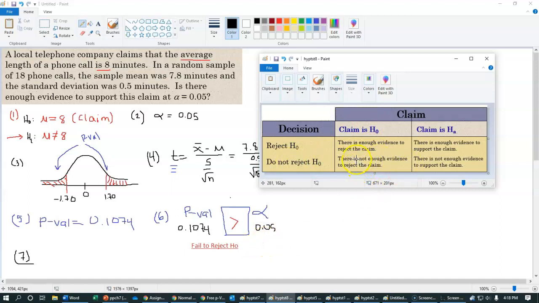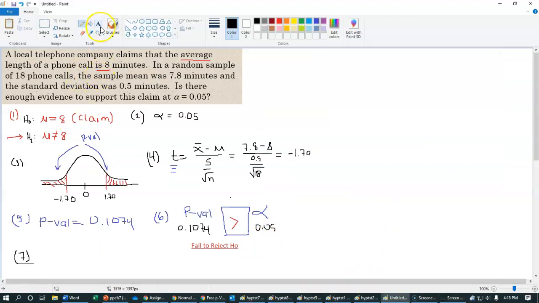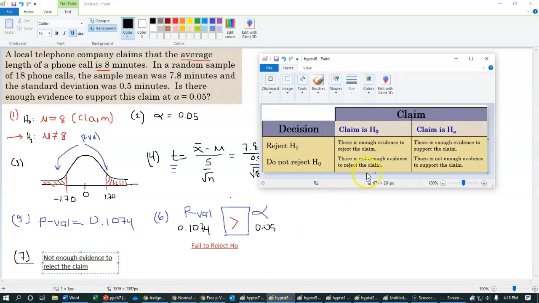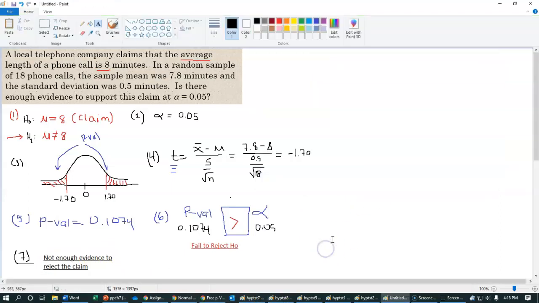So my interpretation will be there is not enough evidence to reject the claim. That's going to be my interpretation. Not enough evidence to reject the claim. I just want to make sure I chose it correctly. Yes. And that's how you test a claim, in this case, when it's about the mean and you do not know the standard deviation of the population.